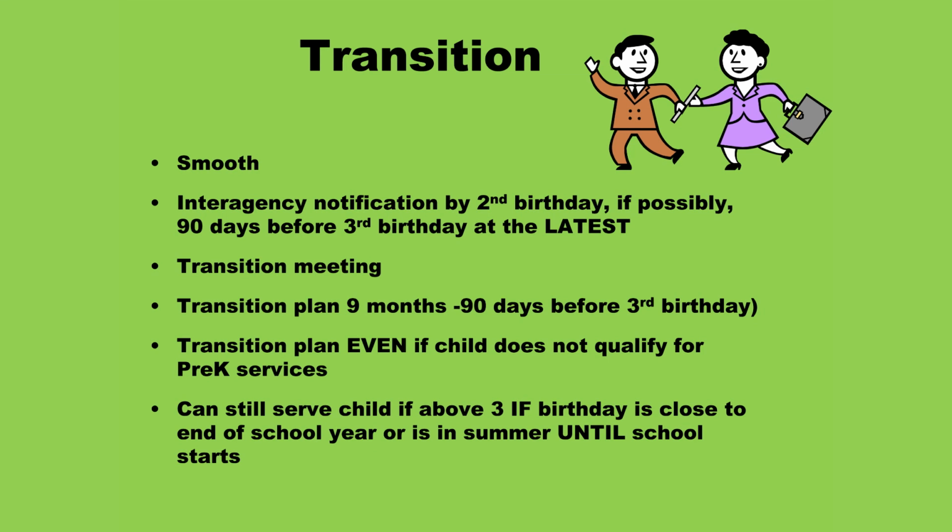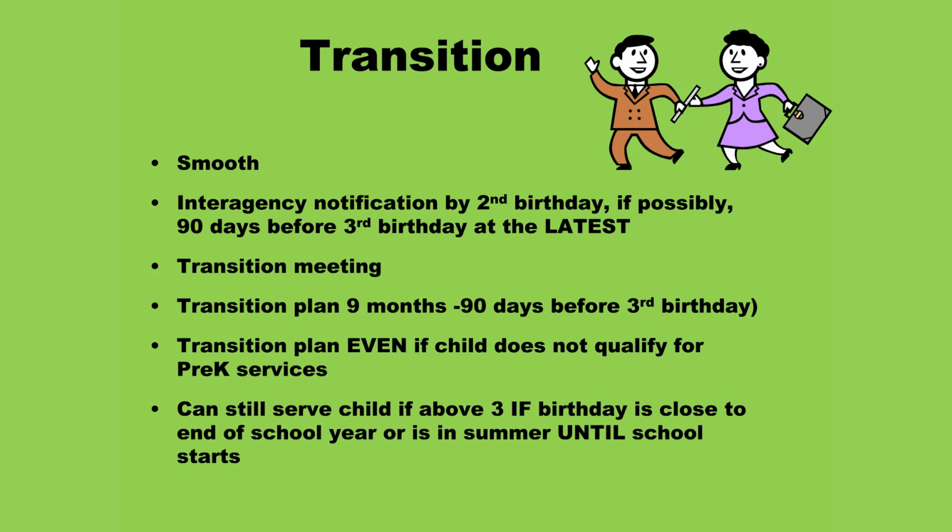Now, there's also a transition plan, and this happens 9 months to 90 days before the 3rd birthday. And of course, it depends on how we're doing it and what's going on. With the transition plan, it may mean things like the birth through 2 agencies going to get all the paperwork to the 3 to 5 agency. The child and the family are going to visit the placement or the possible placements that are going to occur. There's going to be a plan of how we're going to ease that child into the next services, okay?